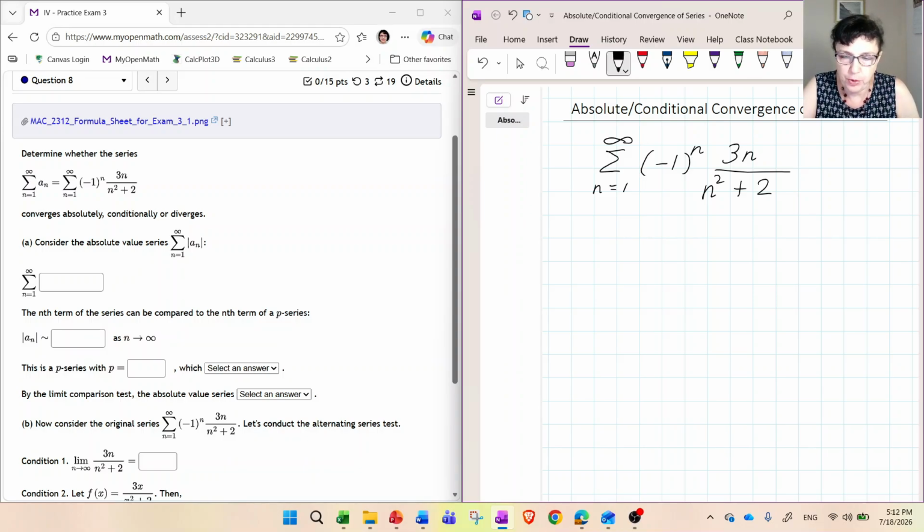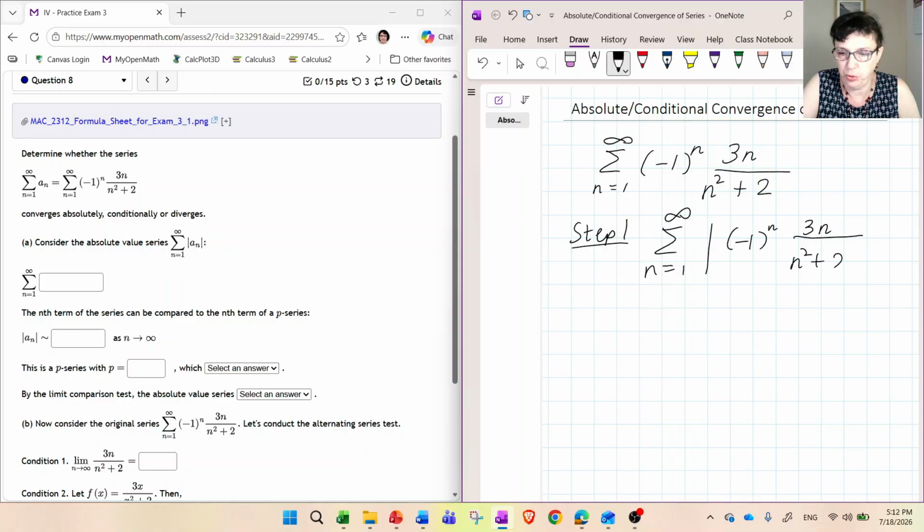Okay, so we're going to start with this one. And step one, we're going to say, maybe the absolute value series converges. So how do I find that? Well, I apply absolute value to my series. Now, 3n, with n being 1, 2, 3 and so on, is positive, and n squared plus 2 is also positive. The only thing that could be negative is this -1 to the power n.